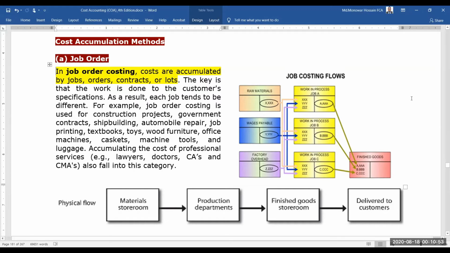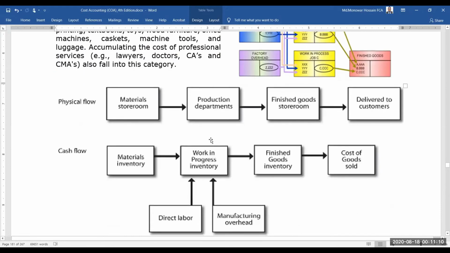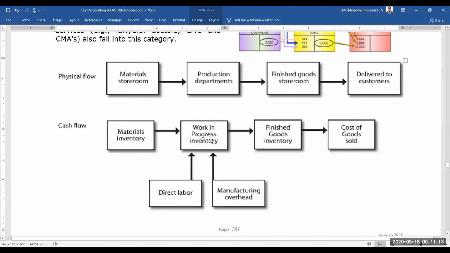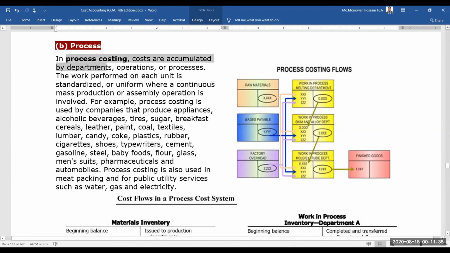So look here, in job costing, material, labor, and overhead are charged to separate jobs, and those separate jobs within the finished goods are separate items. That means, look here, the separate item. So in this job order costing, the physical flow would be material, production, finished goods, and delivery to the customer. The cost flow, that means material inventory, work in progress, direct labor, manufacturing overhead, and finished goods inventory, and goes to the cost of goods sold.